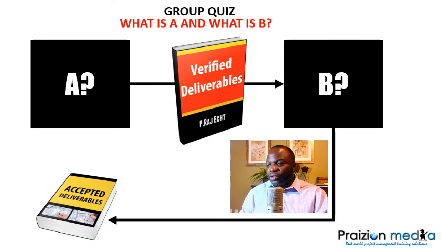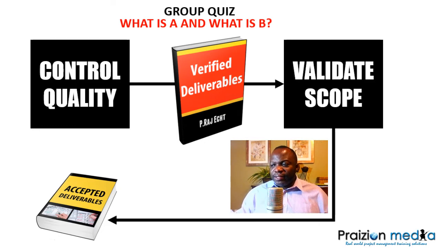So if you take a closer look here, you can see the answers are control quality, where we get verified deliverables. Verified deliverables become an input to validate scope, and from validate scope, we get accepted deliverables. An accepted deliverable means documented proof, evidence that the customer has inspected the deliverable, known as a verified deliverable because it's verified by the performing organization, and now it can go to the customer, and if the customer accepts it, we call it an accepted deliverable.